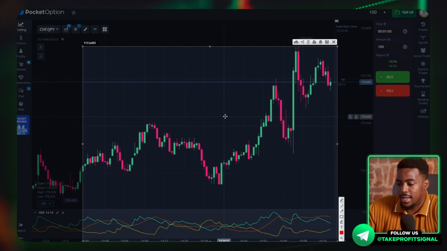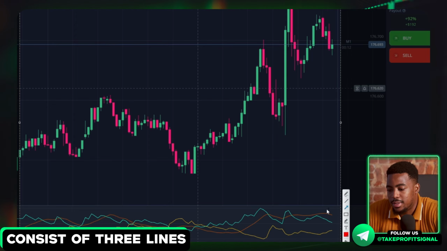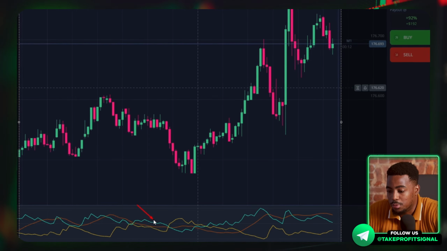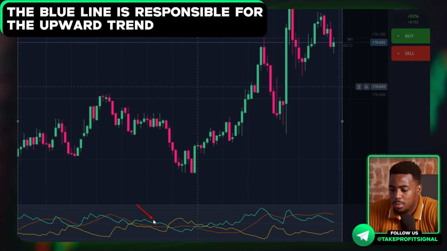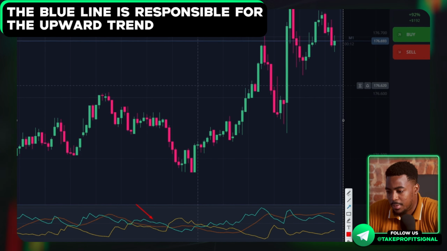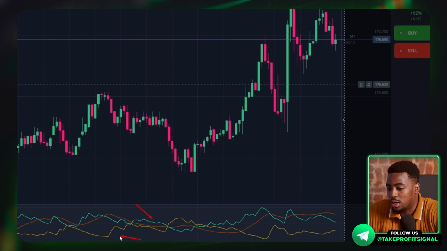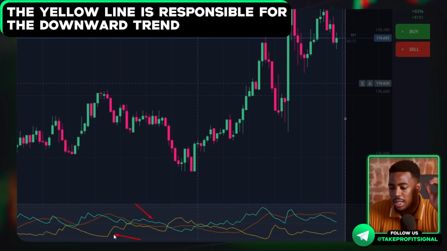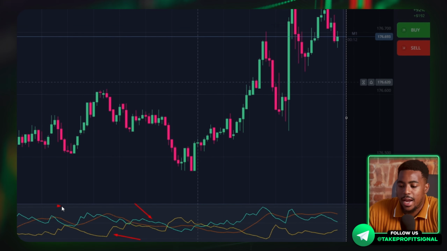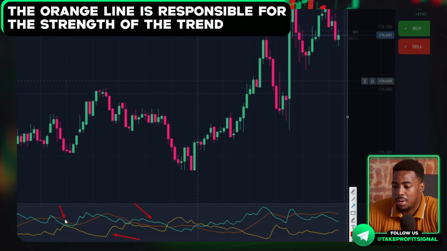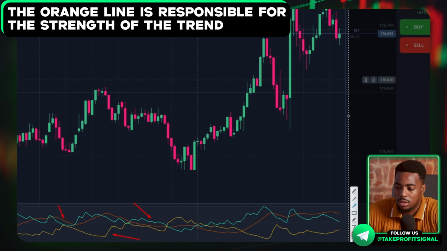The ADX indicator consists of three lines. The first line is marked in blue. This line is responsible for uptrend. Our second line is marked in yellow, and it tells us about a downtrend. And the third line is orange, and it tells us about the strength of a particular trend.